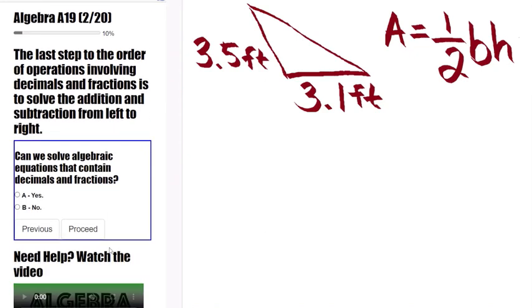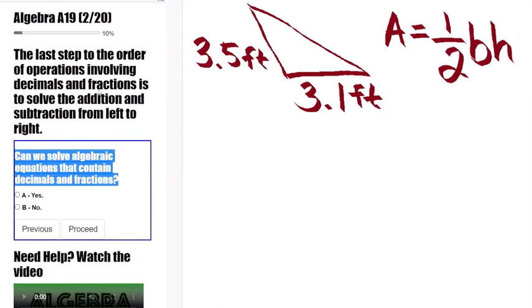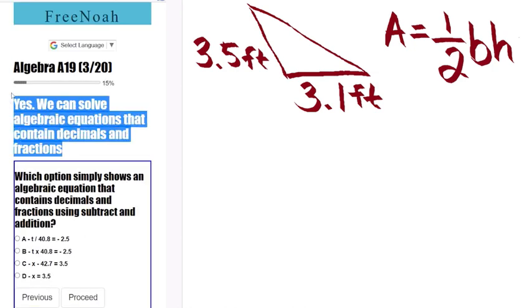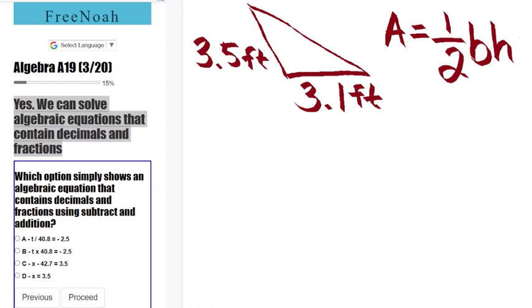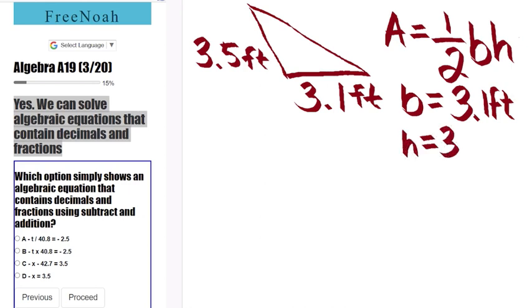Let's get into question 2 here. Can we solve algebraic equations that contain decimals and fractions? Yes, we can solve algebraic equations that contain decimals and fractions. We're going to take this triangle and we're going to find the area. The formula for acquiring the area of a triangle is 1 over 2 times the base times the height.